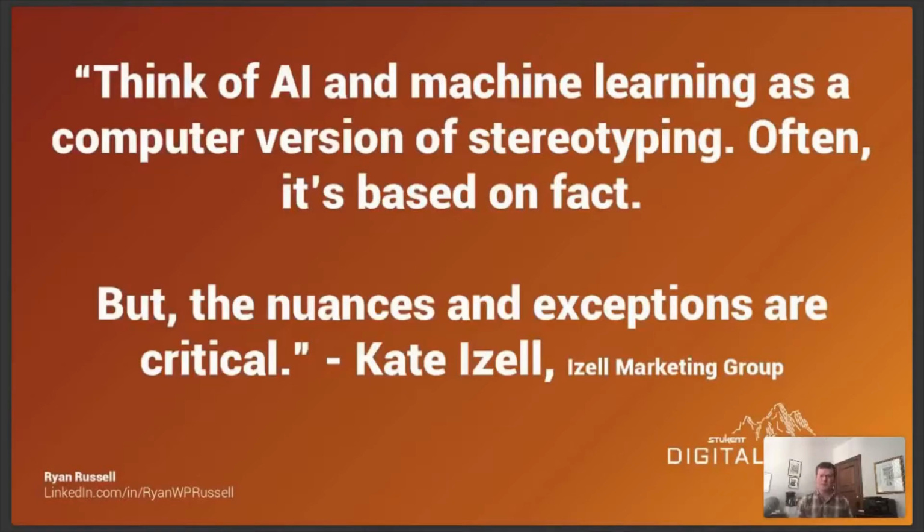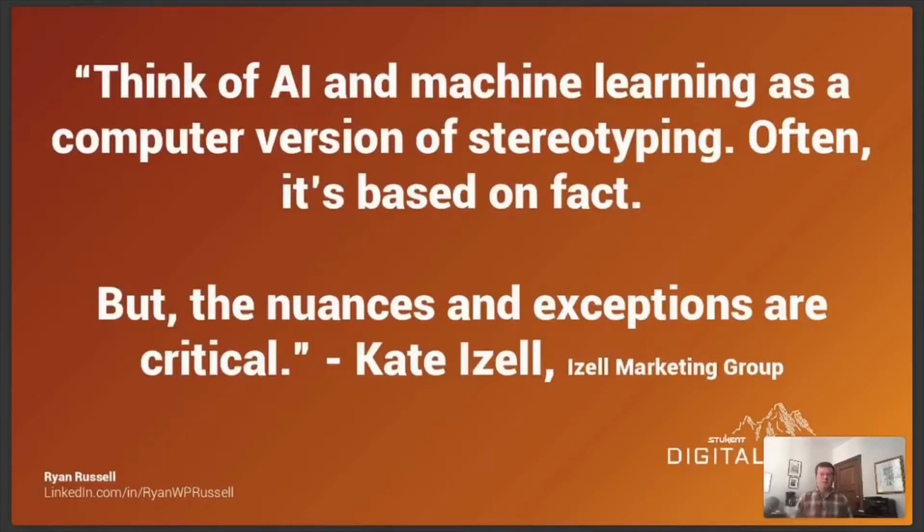She tells my students to think about artificial intelligence and machine learning as a computer version of stereotyping. Just like we stereotype certain groups of people, or stereotype things that have happened in our past. Often those stereotypes are at least somewhat loosely based on fact. At some point, that stereotype happened for some reason. It doesn't mean it's necessarily fair, particularly when we're talking about negative stereotyping.